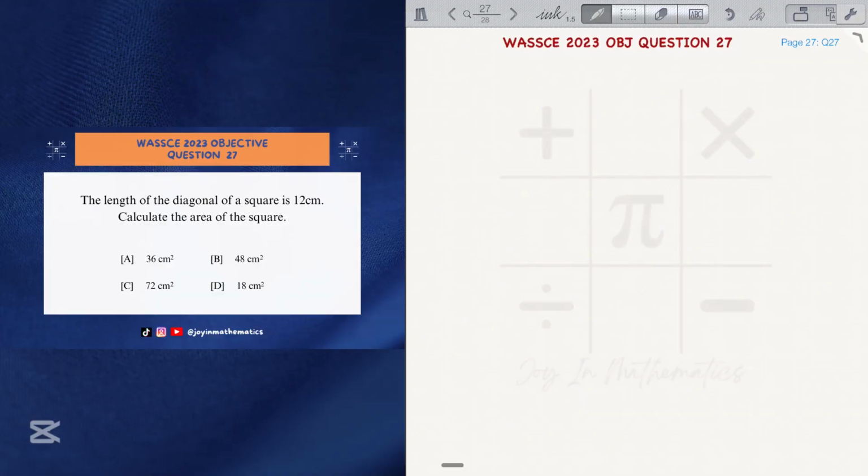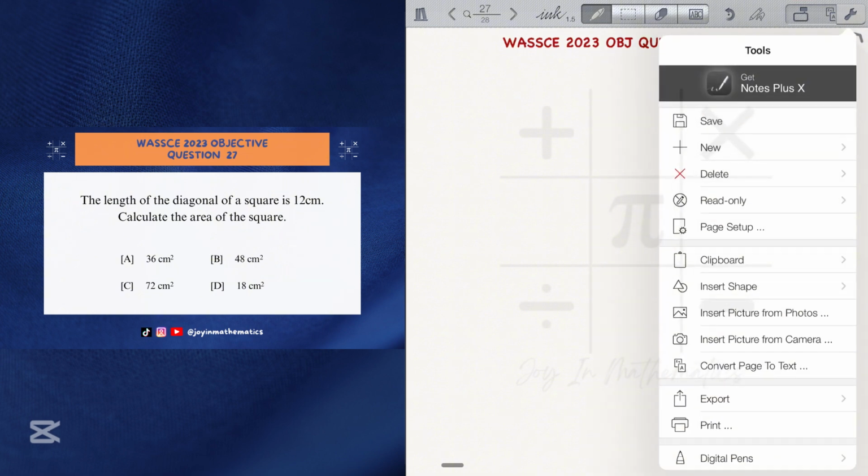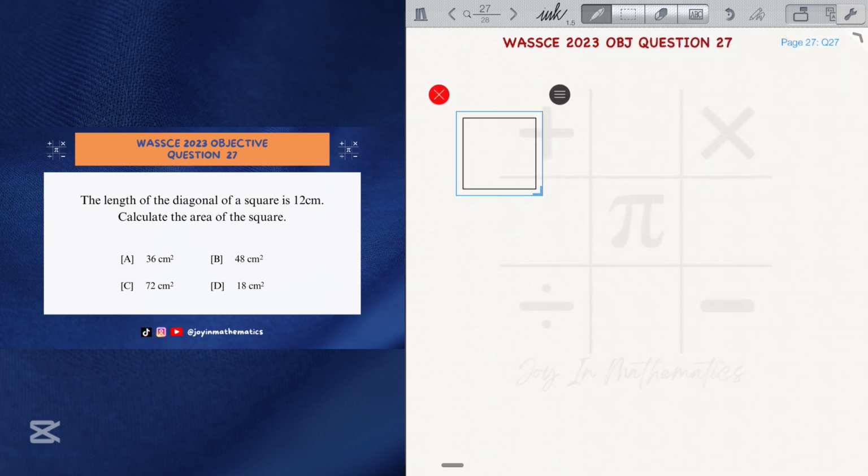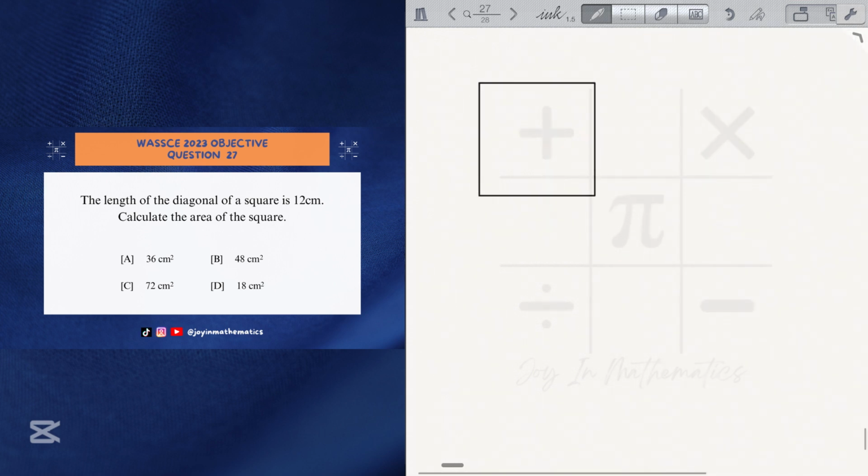Let's move further to WAEC 2023 objective question 27. The question says the length of the diagonal of a square is 12 centimeters. We should calculate the area of the square. Alright, so let's insert a shape, square. Now the question says the diagonal, that means the length from here to here, is 12 centimeters. Diagonal is 12 centimeters. Let's write that well.